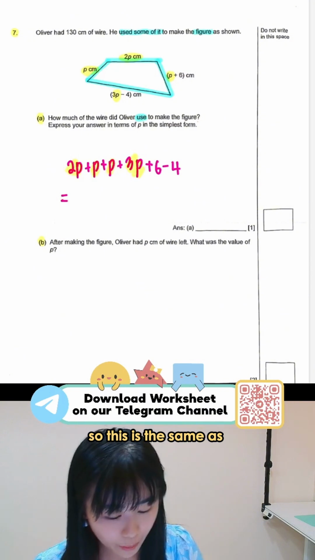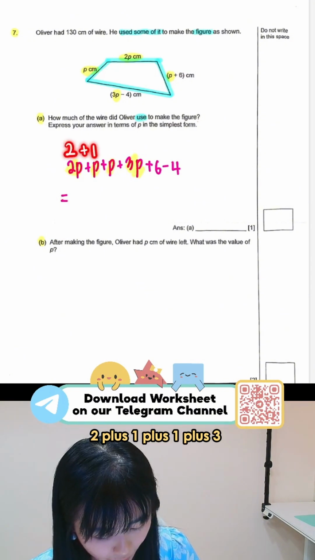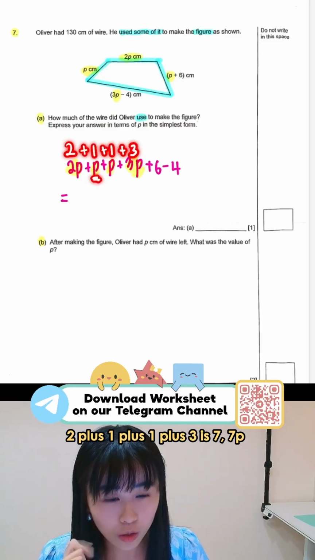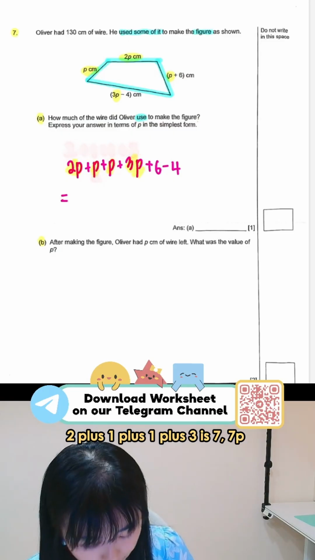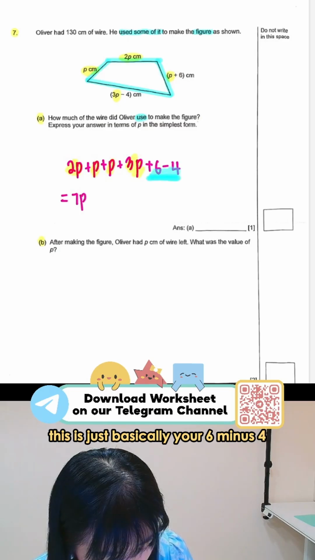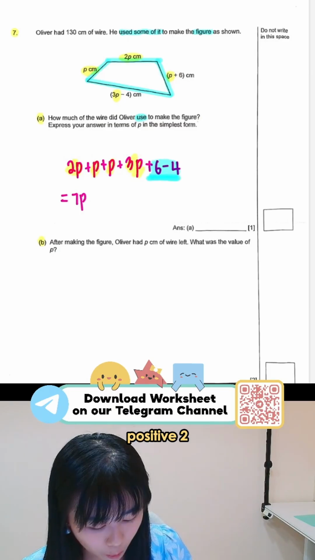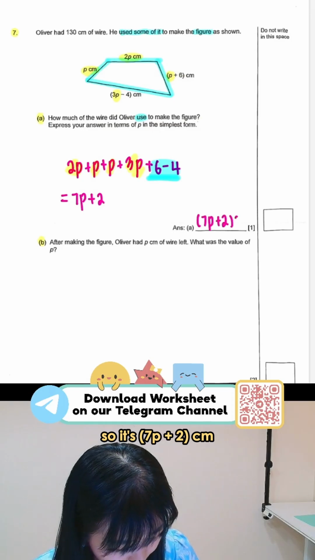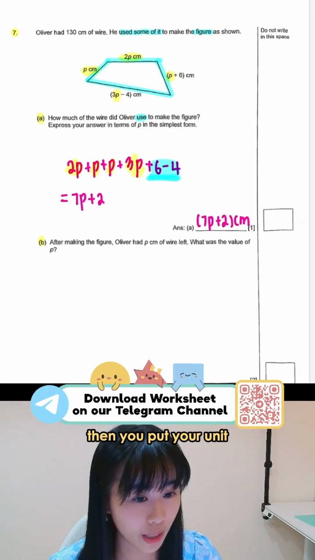2p plus p plus p plus 3p. So this is the same as 2 plus 1 plus 1 plus 3, right? p is just the same as 1p, right? 2 plus 1 plus 1 plus 3 is 7, 7p, okay? This is just basically your 6 minus 4, right? Positive 2. So it's (7p + 2) cm. Remember to put your bracket for your algebra, okay? Then you put your unit.